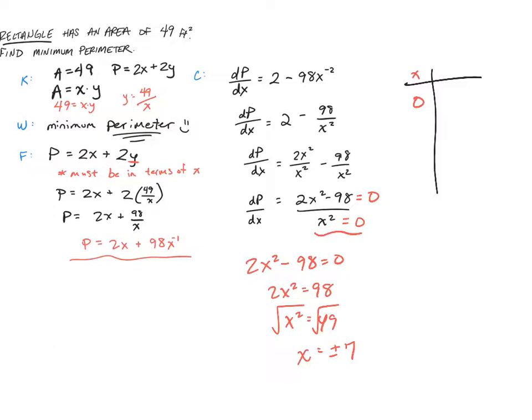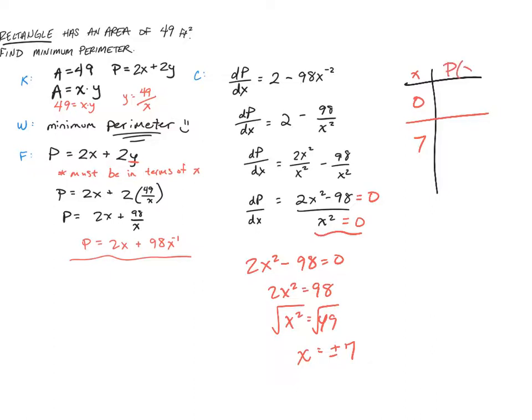But negative 7 wouldn't make sense. We can't have a side of negative 7. It's not in the reasonable domain.